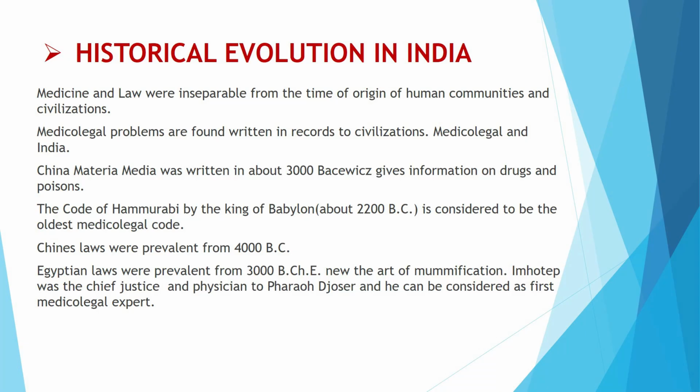Historical evolution: medicine and law were inseparable from the time and origin of human communities and civilization. Medical problems are found written in the records of civilizations, medico-legal and India. The Chinese Materia Medica was written in about 3000 BC, gives information on drugs and poisons. The Code of Hammurabi by the King of Babylon is considered to be the oldest medico-legal code. Chinese laws were prevalent from 400 BC.